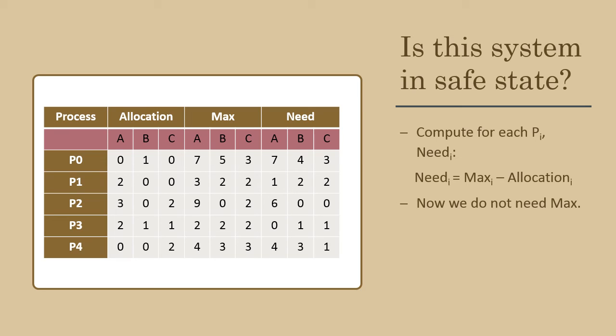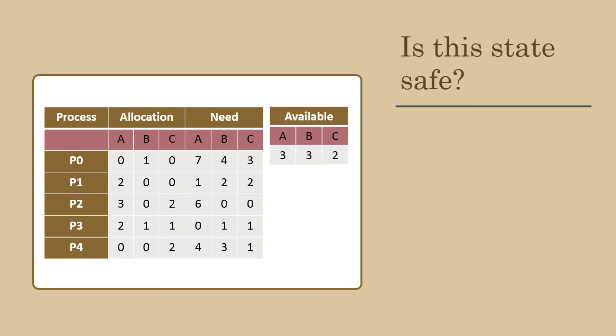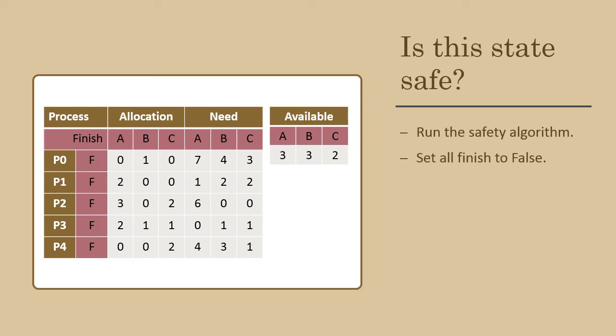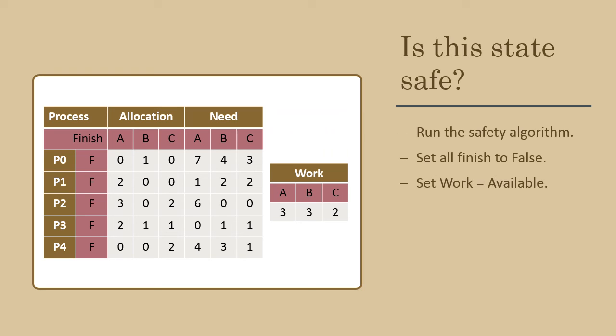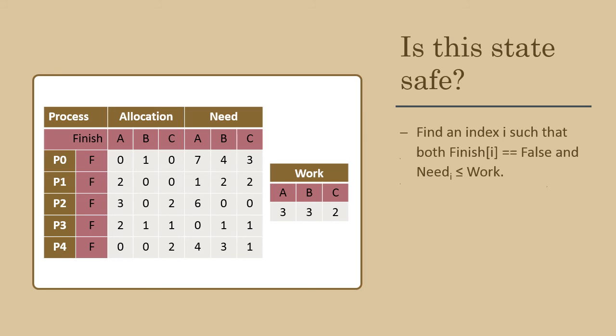Now we do not need Max. We will be working with Allocation and Need. So this is the system state currently: Allocation, Need, and Available. Run the safety algorithm. Set all Finish to false. Set Work equal to Available. Find an index i such that both Finish i is false and Need i is less than or equal to Work.